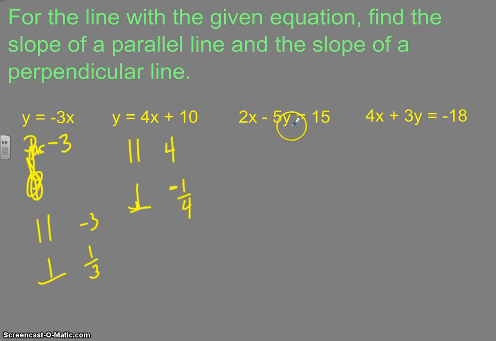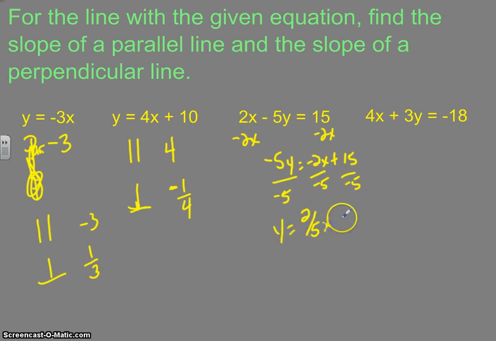Okay, here, let's do one of these. I don't know if we have time for too many of these. We're going to subtract 2x from both sides. We get -5y equals -2x plus 15. Divide by -5. We get y is equal to +2/5 x minus 3. Okay, the slope of a parallel line is the same as that, which would be 2/5.